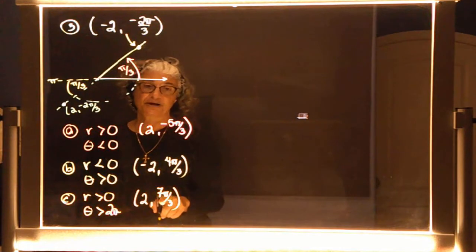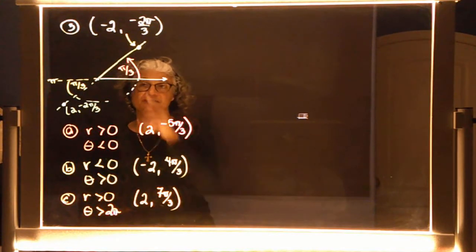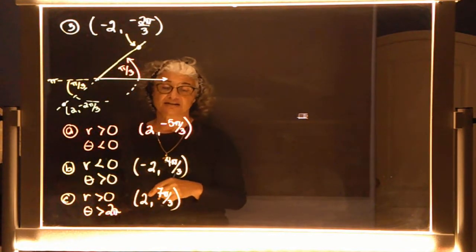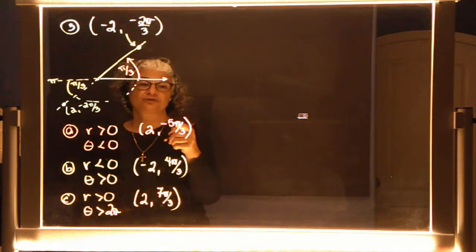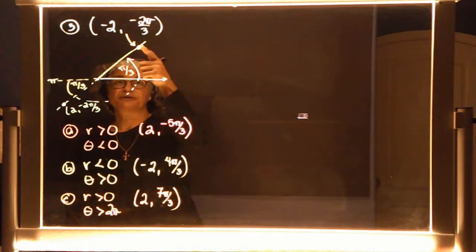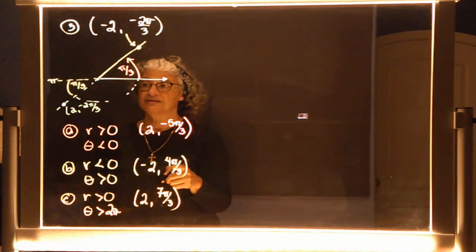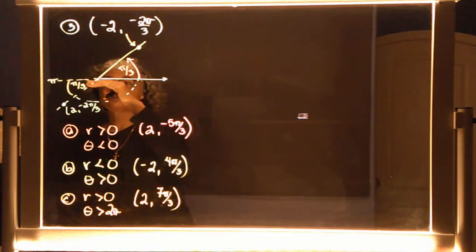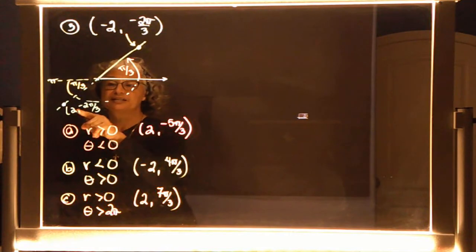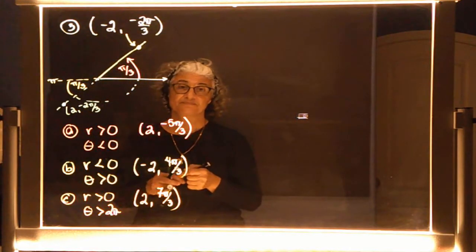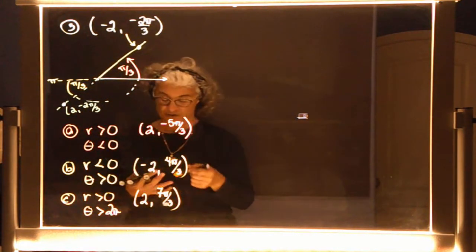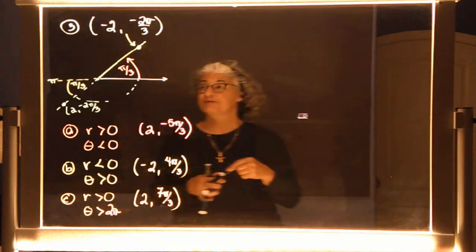This is going to be 2 pi plus another 1/3, because there's the 1/3. Got it? This was 2 pi minus the 1/3 to get me here. And this one was going half the circle and an additional 1/3 to get to here. Good? Okay. Let me get another one down for us.